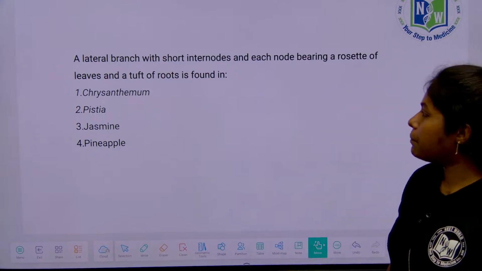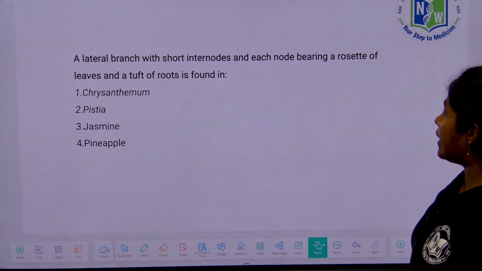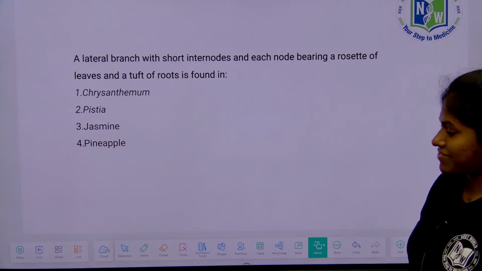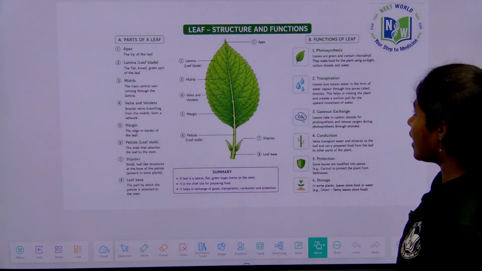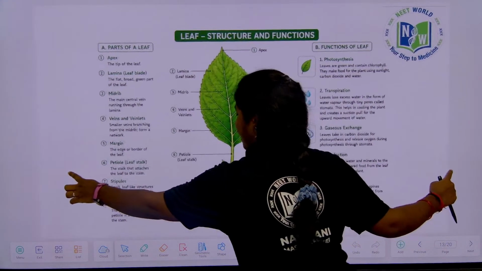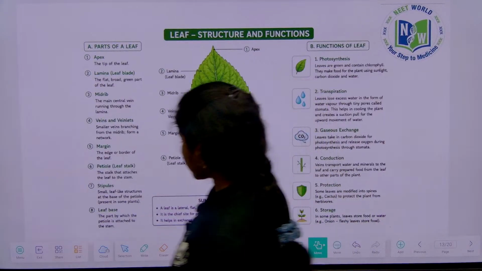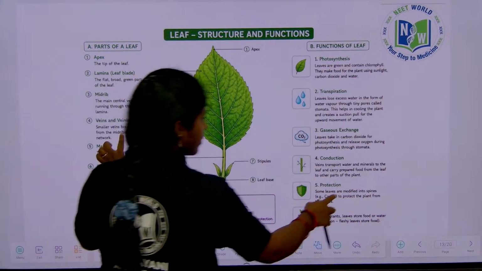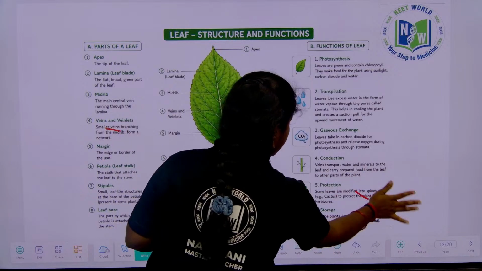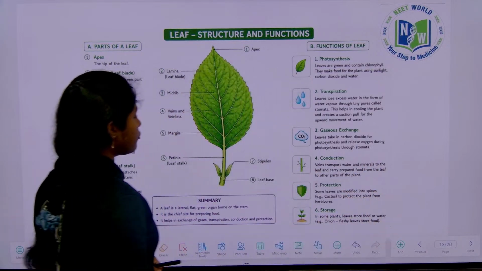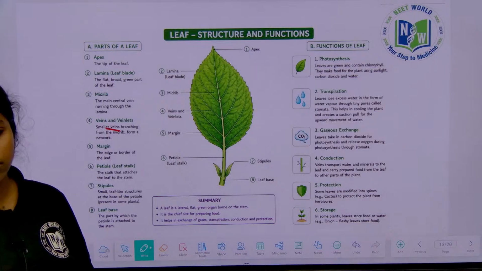Tell me, a lateral branch with short internodes and each node bearing a rosette. Very good. Now the next most important part, the leaf. Tell me, what is the function of the leaf? Photosynthesis. They don't have a mouth like us, no? They have to prepare their food by the photosynthesis process.